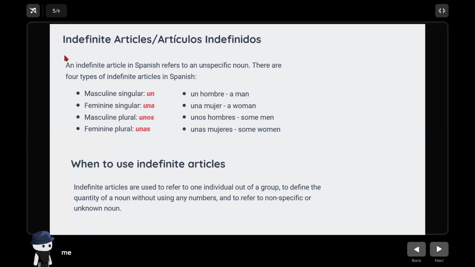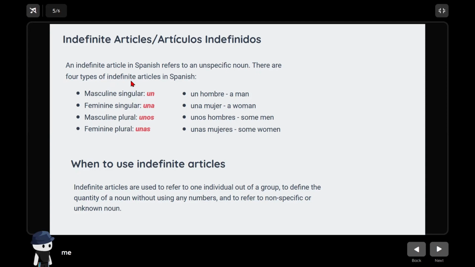So now we're going to look at indefinite articles. Artículos indefinidos. Indefinite articles. So these ones are similar to definite articles, right? In the sense of they have the same kind of pattern, but they're used in different ways, of course. So an indefinite article in Spanish refers to an unspecific noun, or an article of an unspecific noun, right?